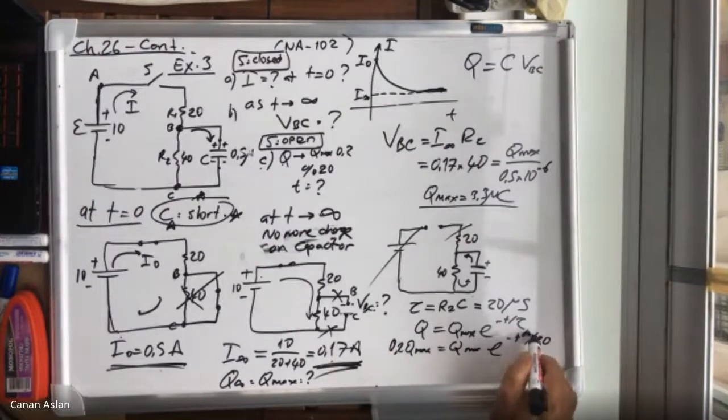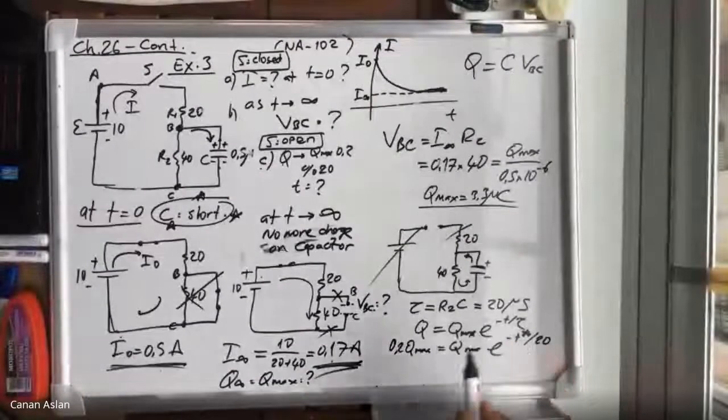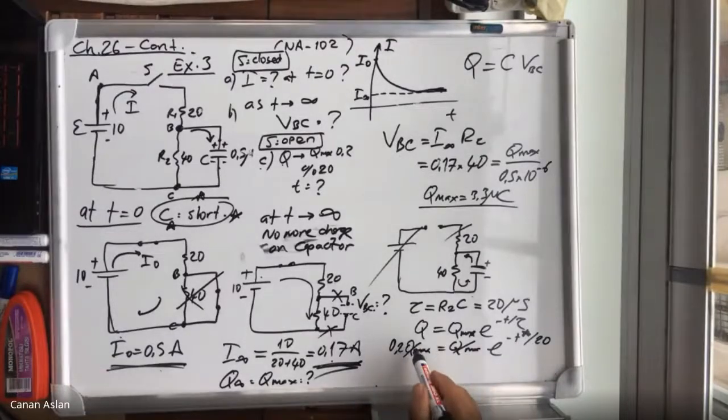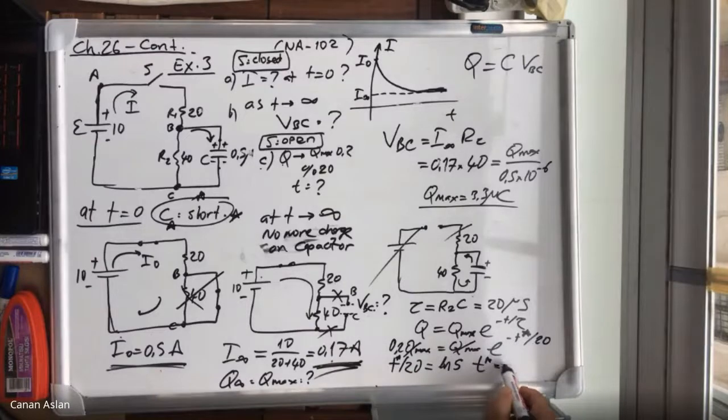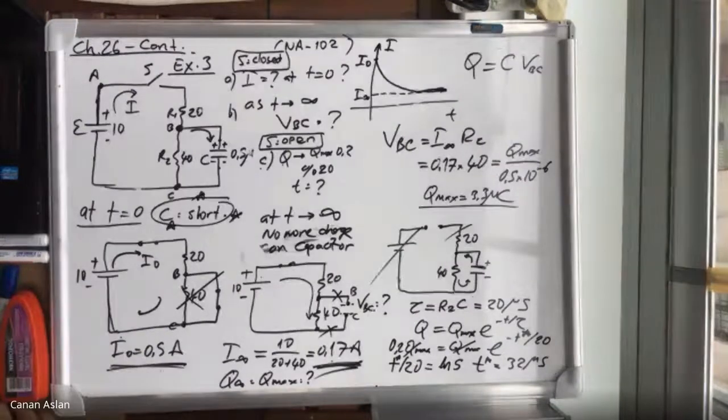If I don't put 10 to the minus 6, the time will be in terms of microseconds. So when these two cancel, and you do the necessary steps, you get t over 20 equal to ln 5, and from this t star will be equal to 32 microseconds. Okay, 32 microseconds. So this is the end of the problem. Now we stop recording.